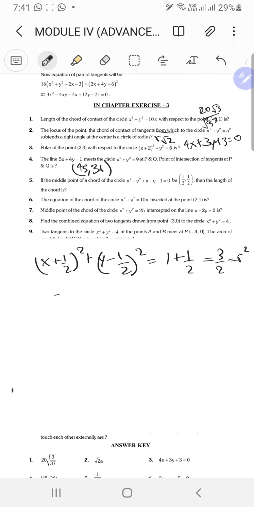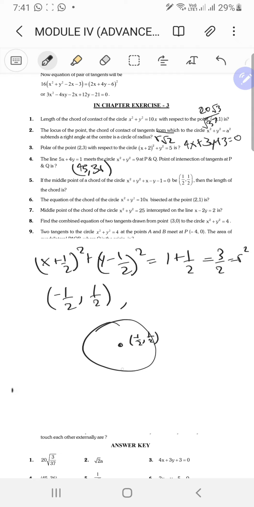The center is negative 1 by 2 comma 1 by 2. R squared is 3 by 2. So you got a circle like this. This is negative 1 by 2 comma 1 by 2. This point is, okay, this is not necessarily on the circle, so this point is 1 by 2 comma 1 by 2. So this distance has to be 1.